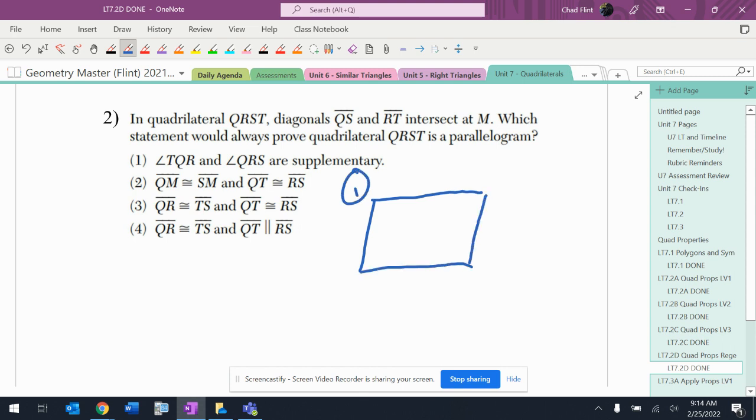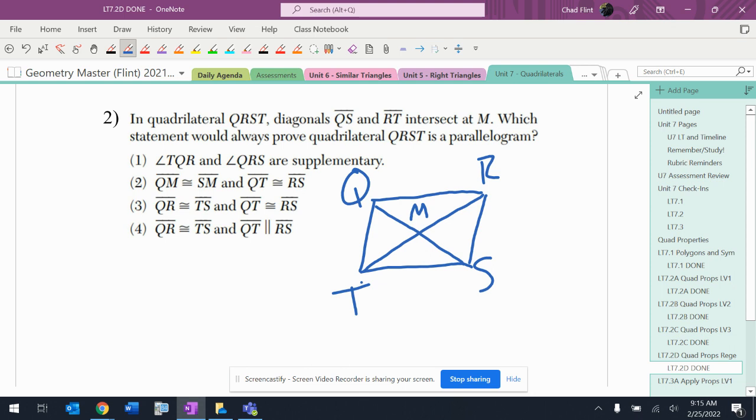And remember, I'm going to start in one corner and then work. I like to work clockwise. You have to go in a circular motion around the outside of the shape, or else it'll mess up where your letters go. So it says diagonals QS and RT intersect at M. So that's what I've got there. It says which would always prove that it is a quadrilateral. All right, well, let's see what it says here.